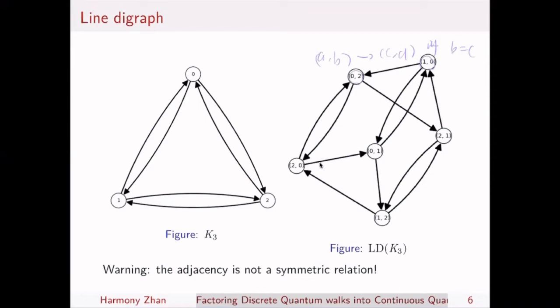But mind you, this adjacency is not a symmetric relation. 0, 2 is not adjacent to 1, 0 because 2 is not equal to 1. That is comment number 1 about this adjacency. Comment number 2 is we do see some edges here, or diagonals, because AB is always adjacent to BA.